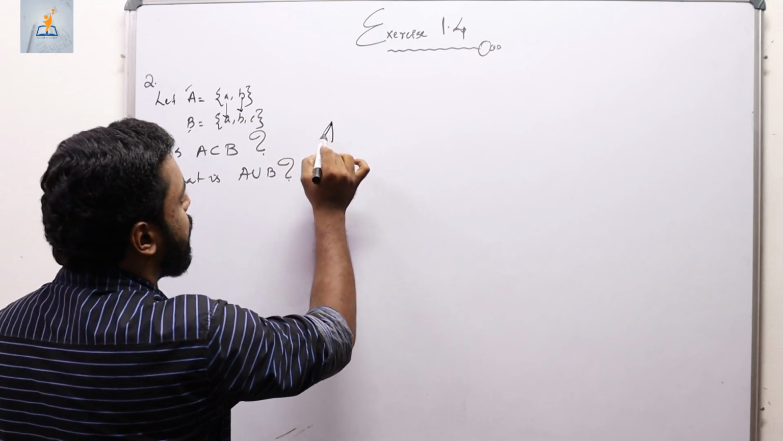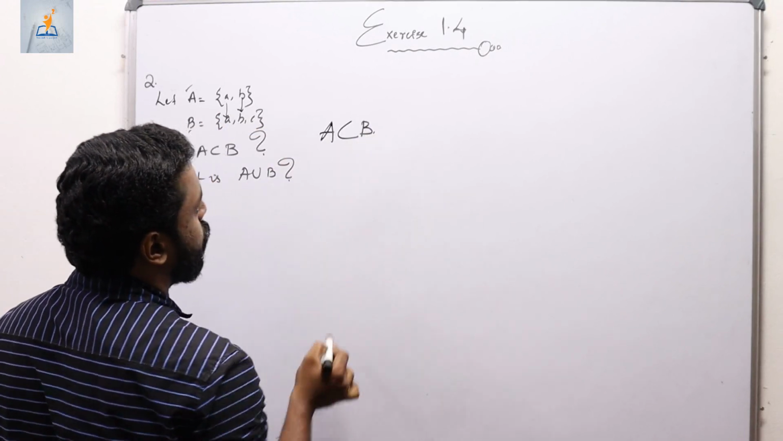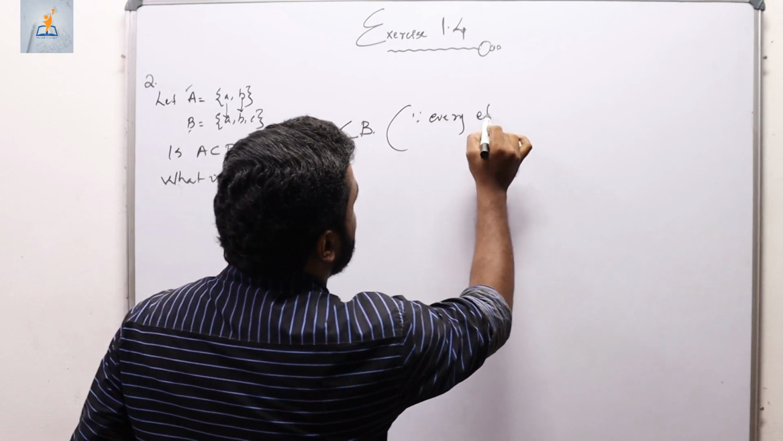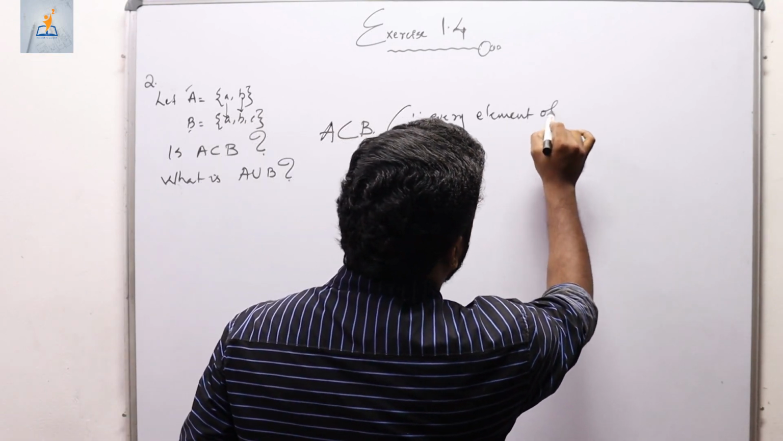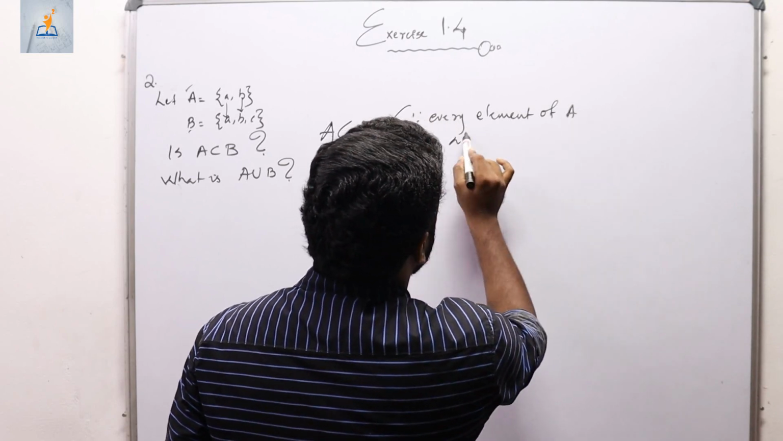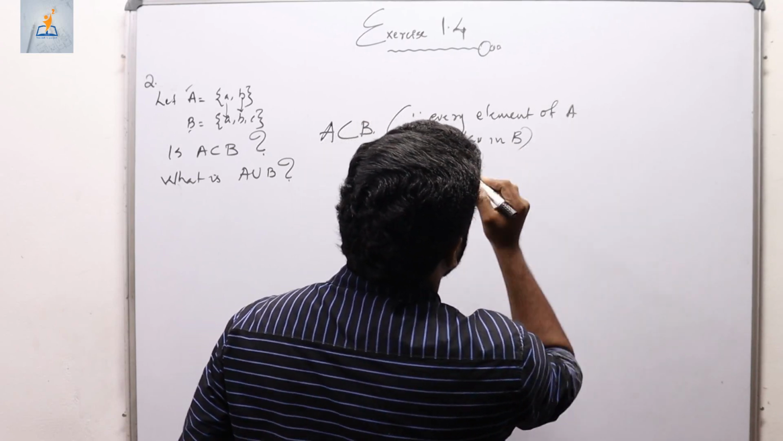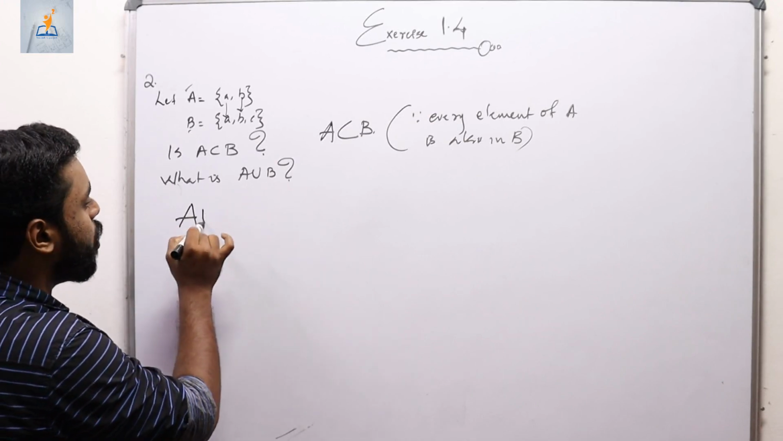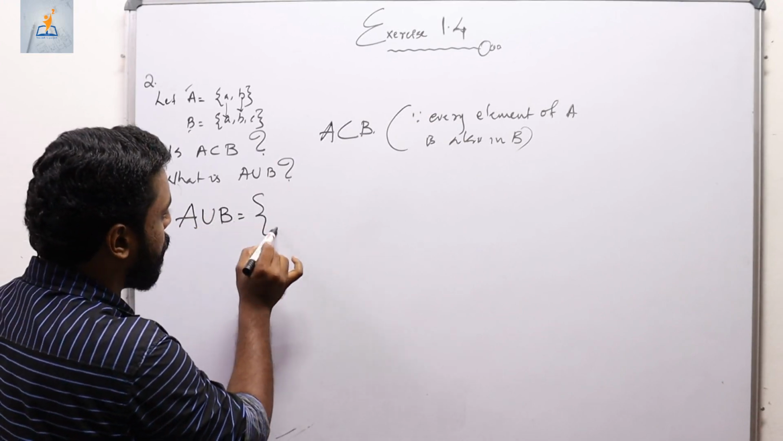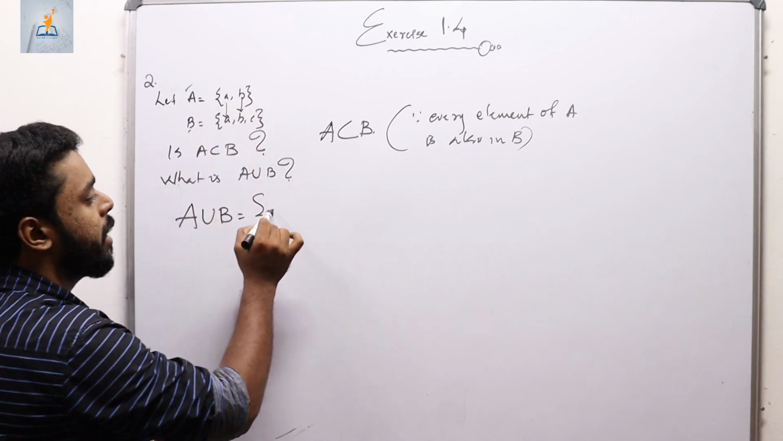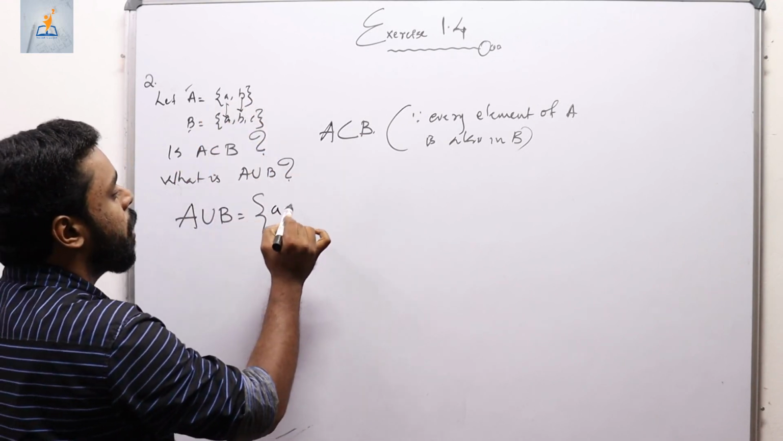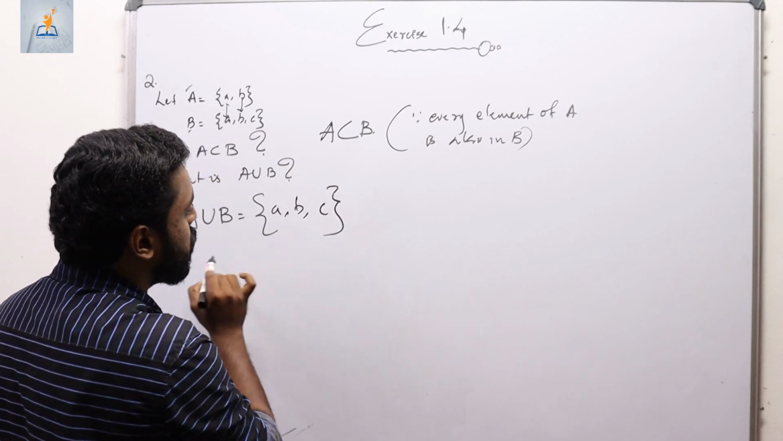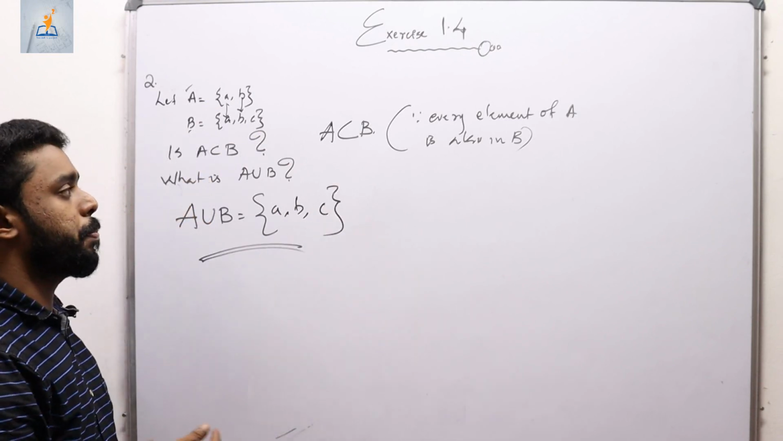So we can say that A is a subset of B, since every element of A is also in B. Now coming on to the second part, what is A union B? A union B means the set of all elements which are either in A or in B. So a is in both, b is in both, and c is in B. So this will be the A union B.